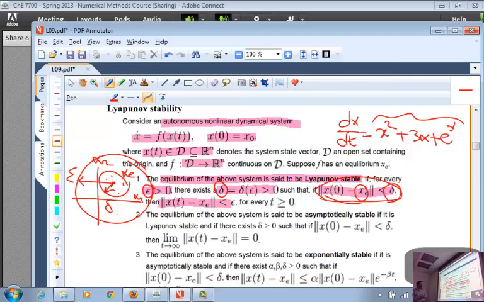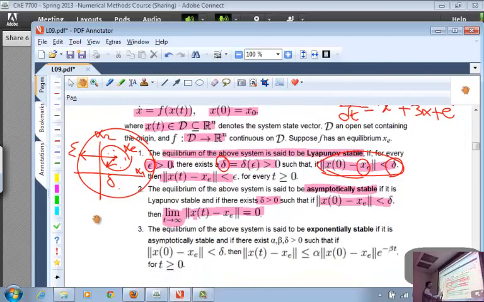The next part is: the equilibrium of the above system is said to be asymptotically stable. Now he is adding other attributes. If it is Lyapunov stable and there exists a delta greater than 0 such that if this is true, then the limit as t goes to infinity, the trajectory goes to 0. This is what we started off with. As time goes to infinity, the difference between the trajectory and the equilibrium point should go to 0. Then we will call that an asymptotically stable system. It remains bounded, it is still a stable system. And it is called by different names in different books, an equilibrium system or a Lyapunov stable system.